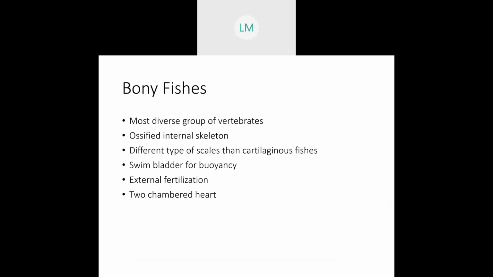In bony fish, we have external fertilization. So that's different than our cartilaginous fish. Just like our lampreys, the female lays the eggs, a male comes by and fertilizes them. It all happens outside of the body. But we still have our two-chambered heart. We have our one atrium, our one ventricle within this group. We have our two-chambered heart still.